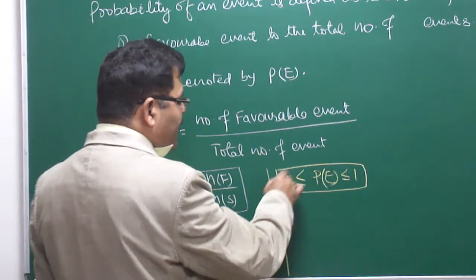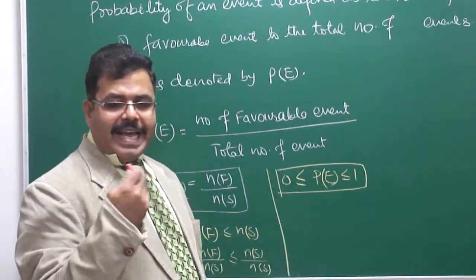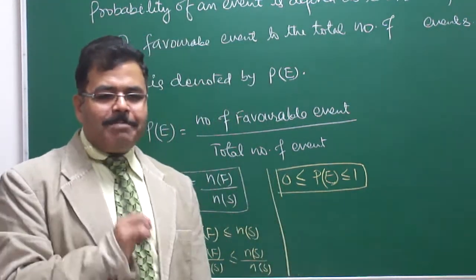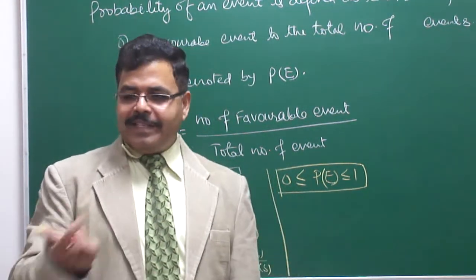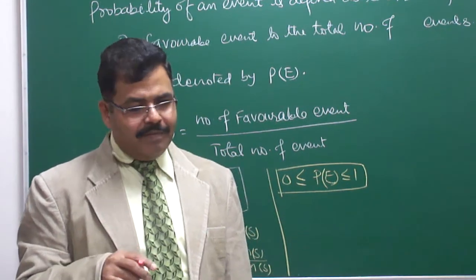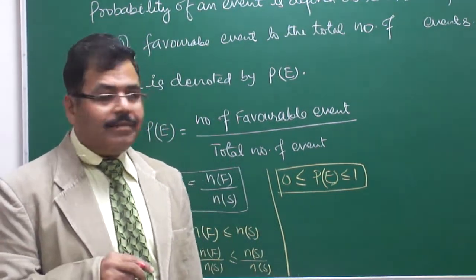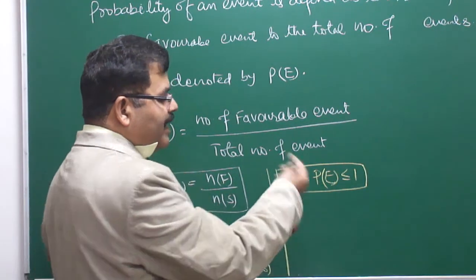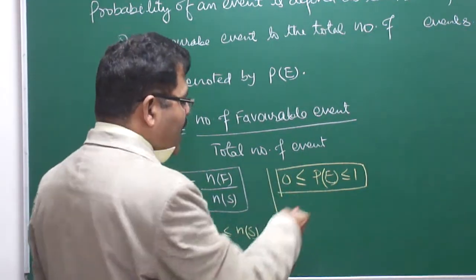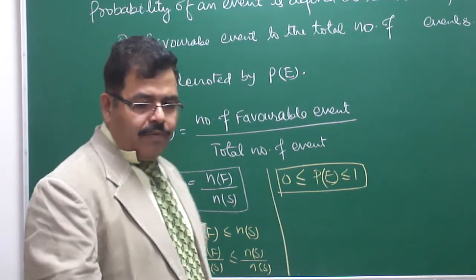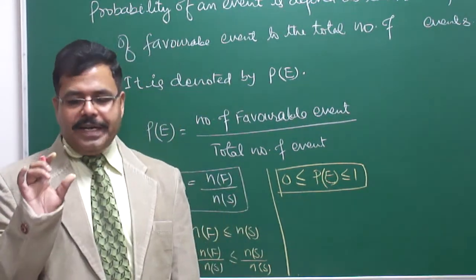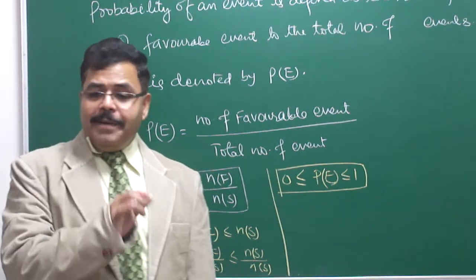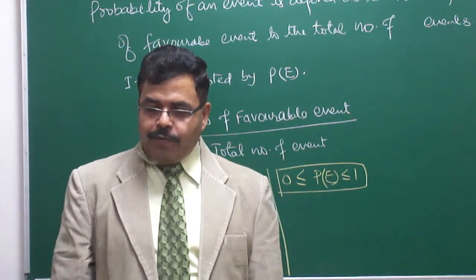It cannot be less than 0 and it cannot be more than 1. One cannot say, I have minus 5 probability to pass this examination. Nobody can have a negative probability. It is always greater than or equal to 0 and less than or equal to 1. 1 means total probability, 1 means 100%. So there can be a 100% probability of passing an examination.